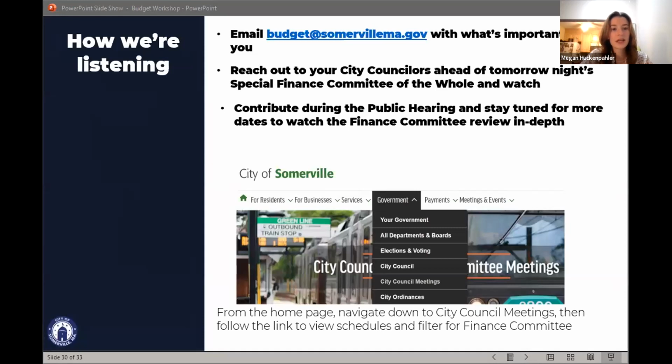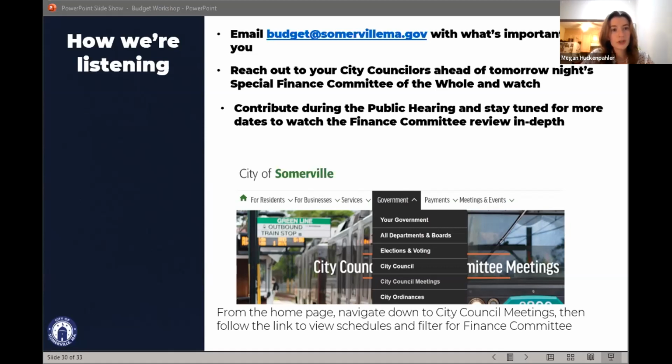Here's a few ways to stay involved in how the city is listening to you. You can email budget@somervillema.gov to let us know your priorities. You can reach out to your city councilors. Their information is on this drop-down, government, under City Council. This is great timing because tomorrow they will be meeting to discuss their priorities, all 12 of them.